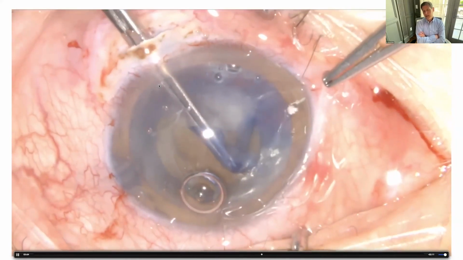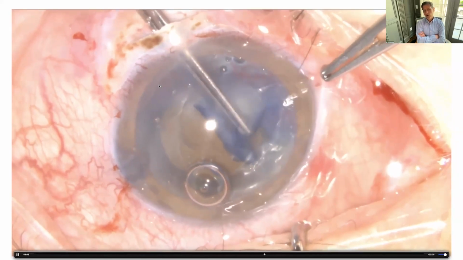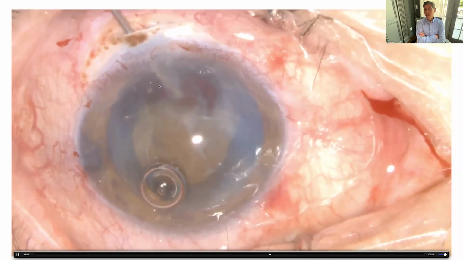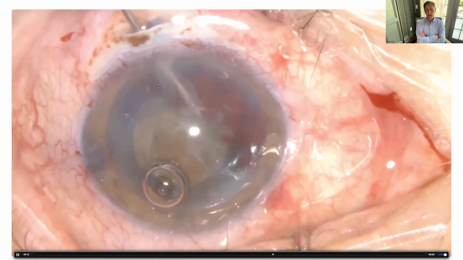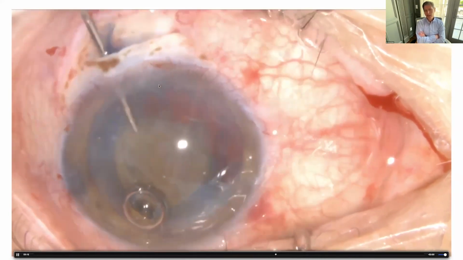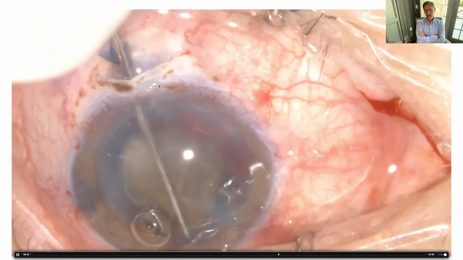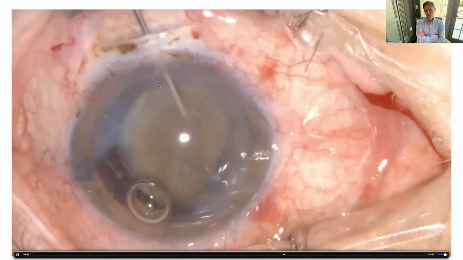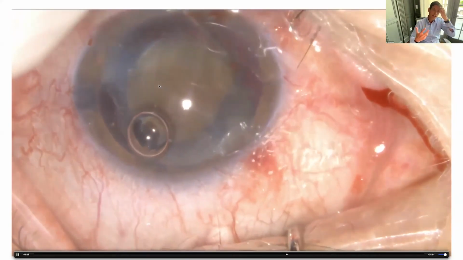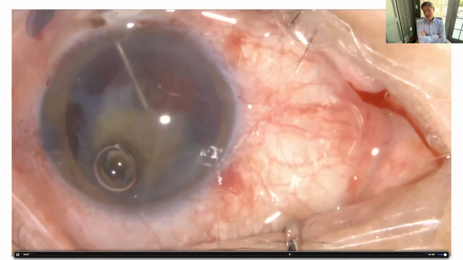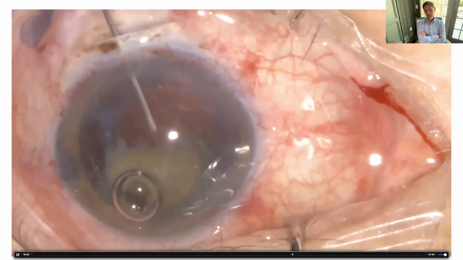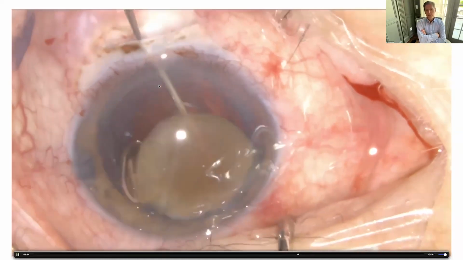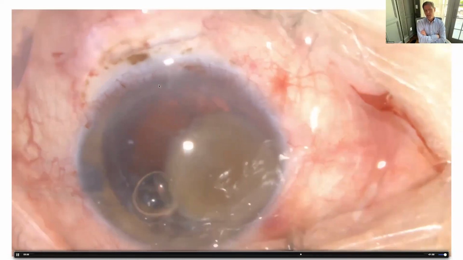This technique, I'm going to tell you, I learned from my friend Santosh Bide from India, in one of our Orbis programs in Ghana in 2019. He gave me a lot of tips to do it. So what we want to do is try to extract this nucleus with cohesive viscoelastic. As you can see, I'm injecting a lot of viscoelastic, separating and bringing that nucleus into the AC.